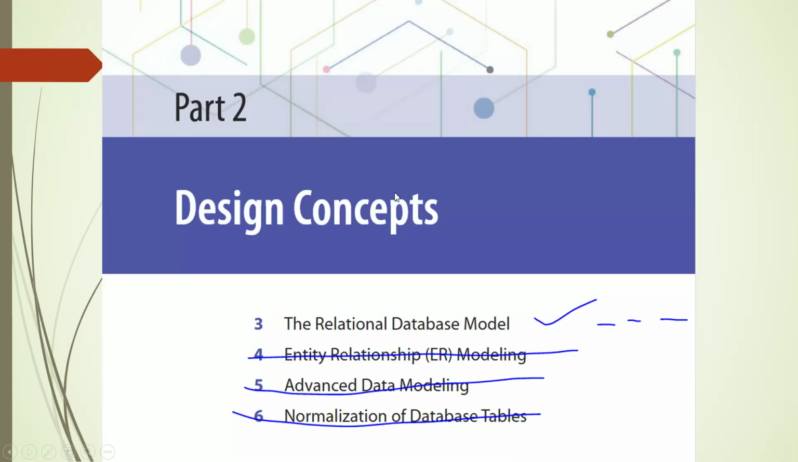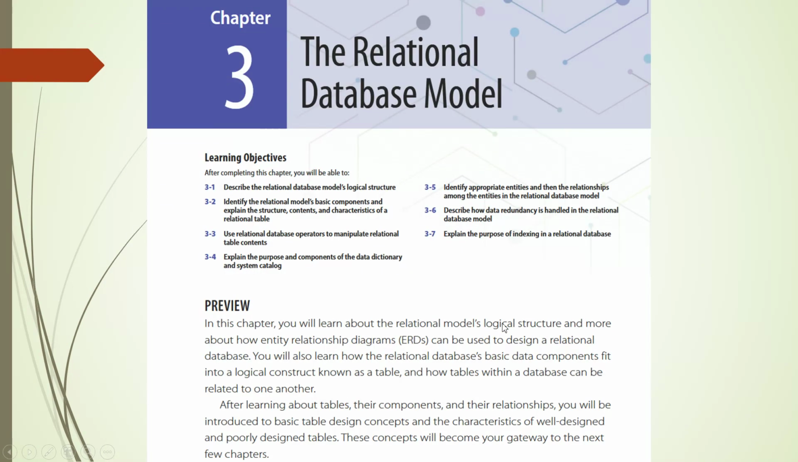This is the second part of this book, with the design concepts covering 4 chapters, but we are discussing the relational data model at this moment. Different learning objectives have been set, so that after the completion of this relational database model, the student will be able to understand these concepts.